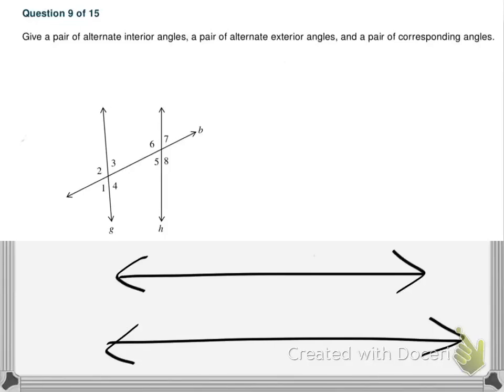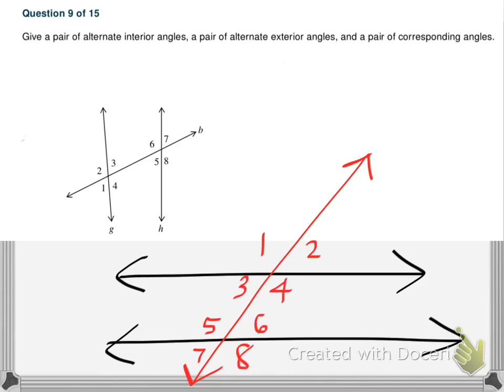Corresponding angles are the result of two parallel lines being cut by a transversal, and you see angles sitting in the same position. So this is angle 1, angle 2, angle 3, angle 4, angle 5, angle 6, angle 7, and angle 8.